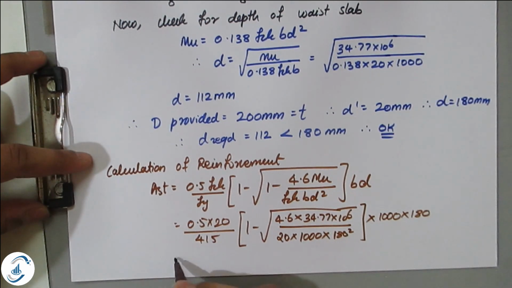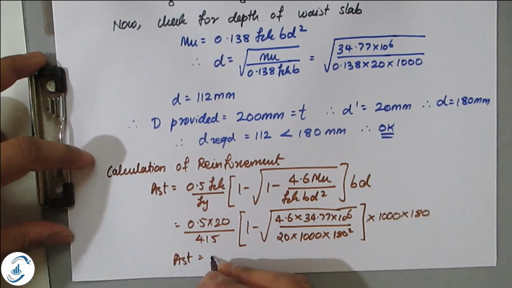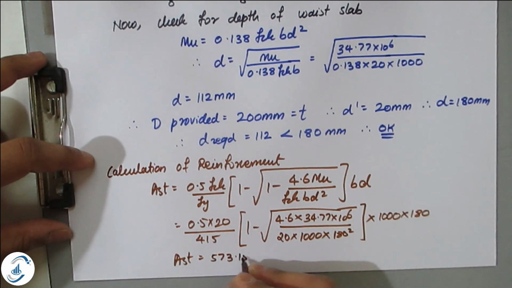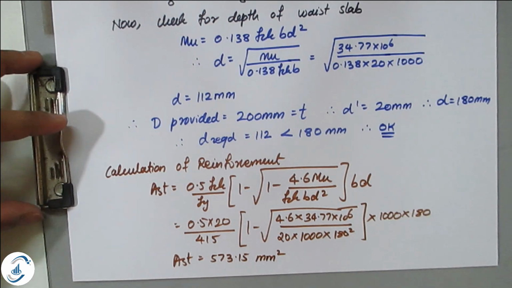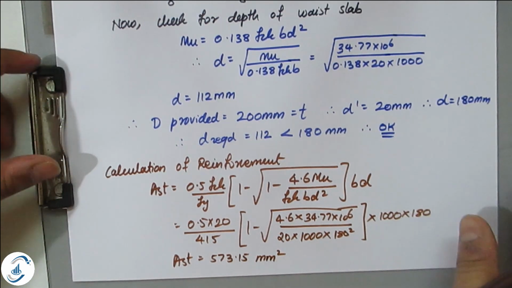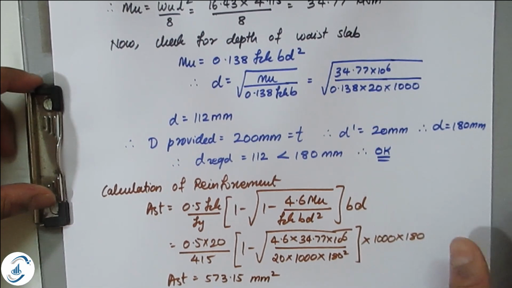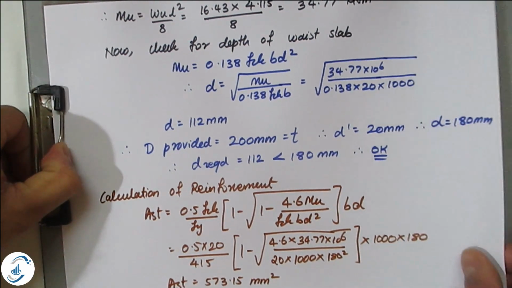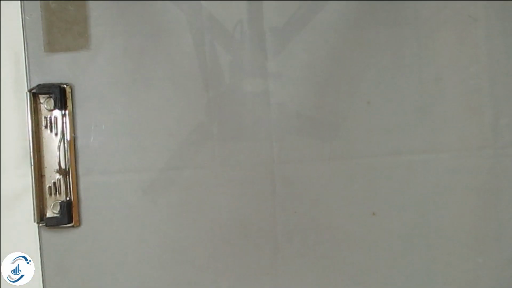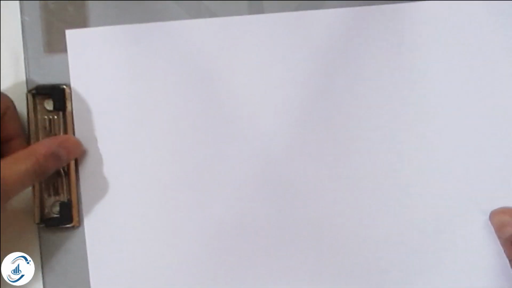If you work this out, your Ast comes out to be 573.15 mm square. So the unit is again very important for Ast. Once you have calculated the Ast, you then calculate the number of bars and the spacing of bars by assuming an appropriate diameter. So for this case we will assume 10 mm diameter.